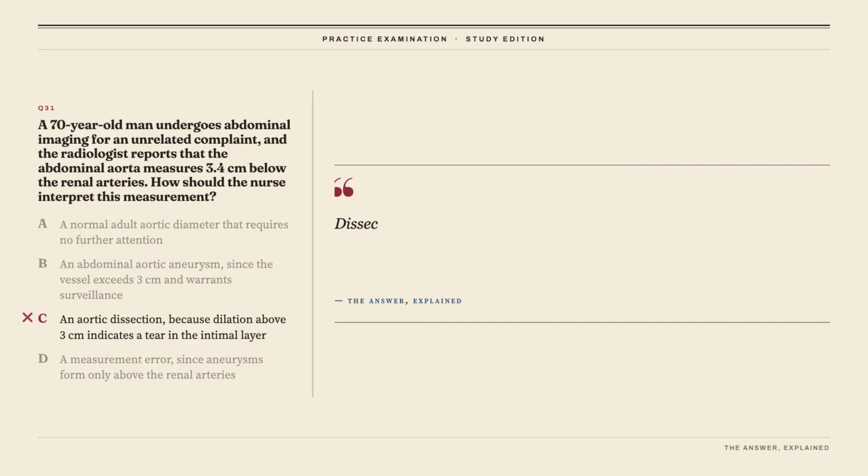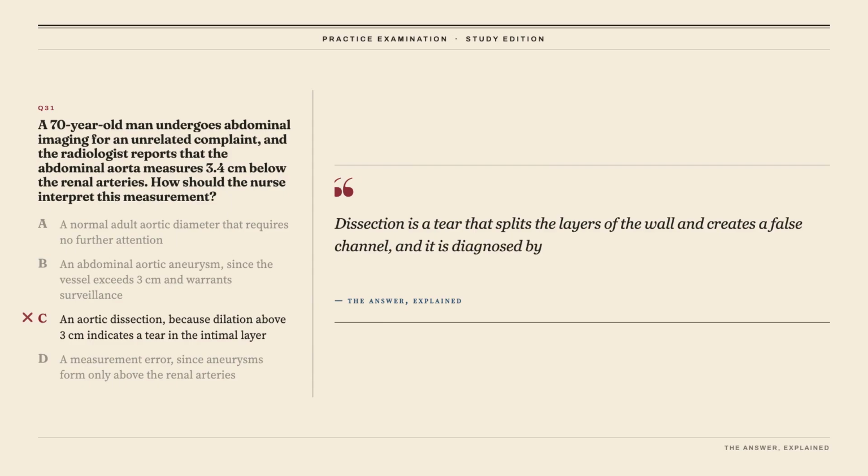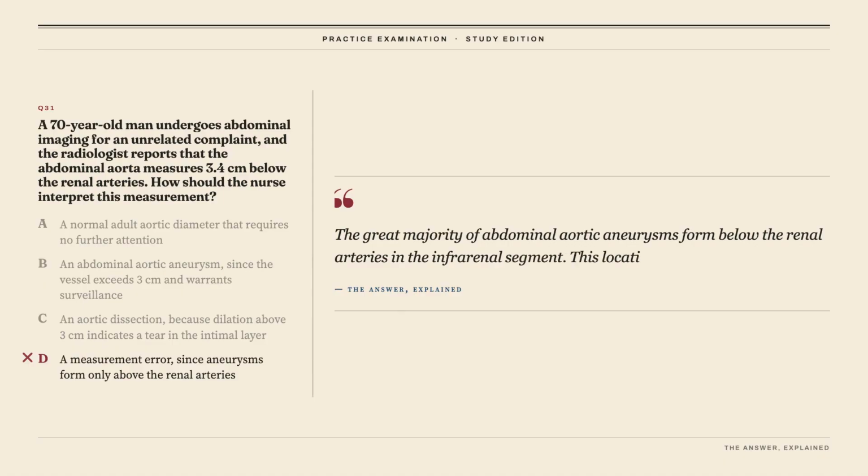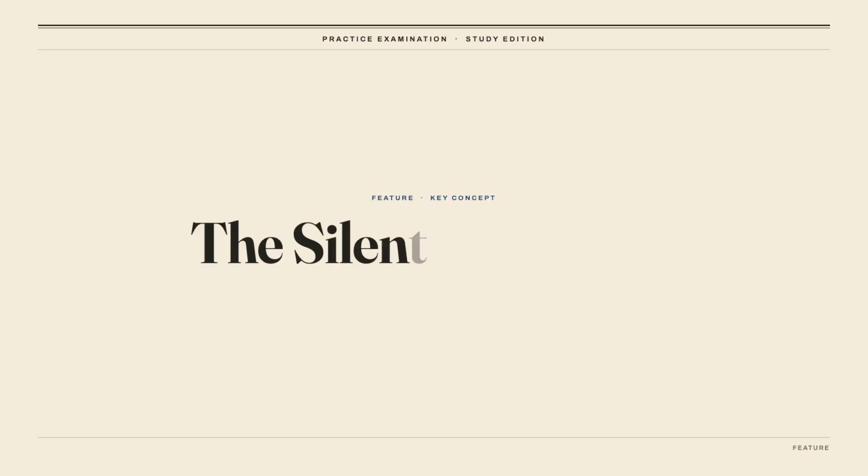C is wrong because dissection is a tear that splits the layers of the wall and creates a false channel, and it is diagnosed by imaging appearance rather than by diameter alone. Dilation and dissection are distinct entities that can coexist but are not the same thing. D is wrong because the great majority of abdominal aortic aneurysms form below the renal arteries in the infrarenal segment. This location is typical, not an error.